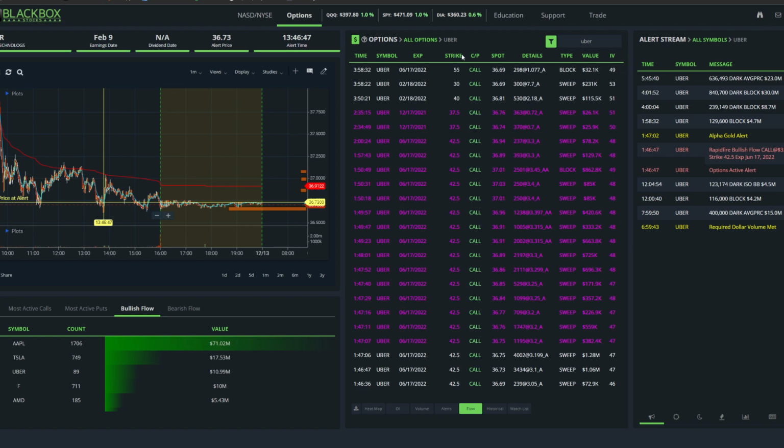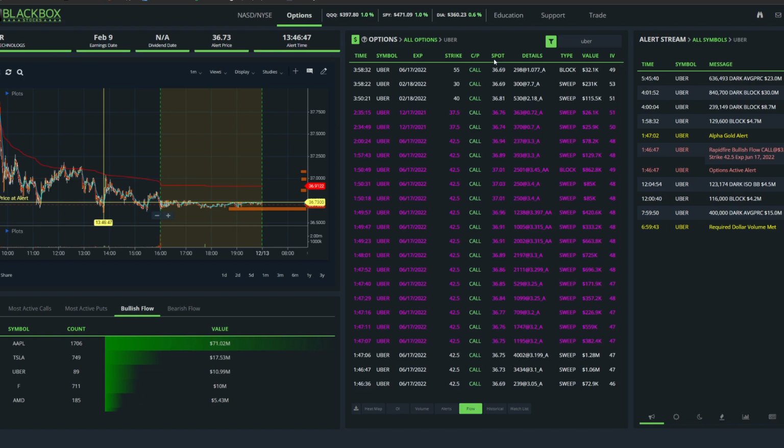So the next thing is going to be your strike. The strike here was $55. This strike was $30. And you can see, for instance, this strike here is very far out of the money. Right now, Uber is only trading at $36. So a 55 strike is pretty crazy. $30 strike, $40 strike, C/P, that obviously means call or puts. That means they bought the calls.